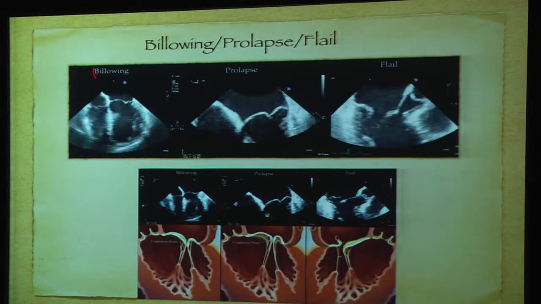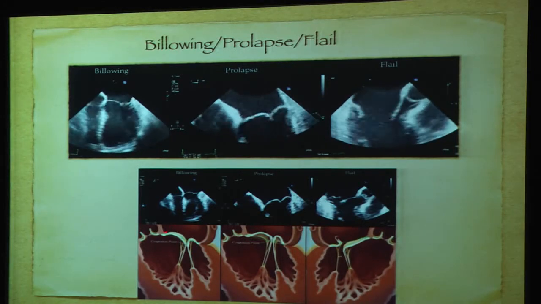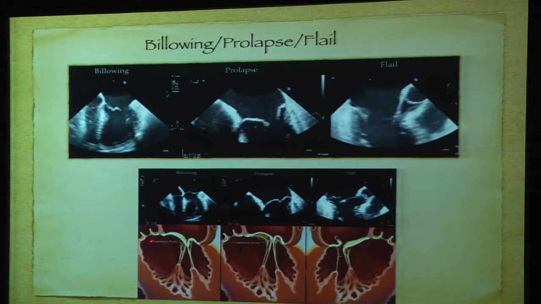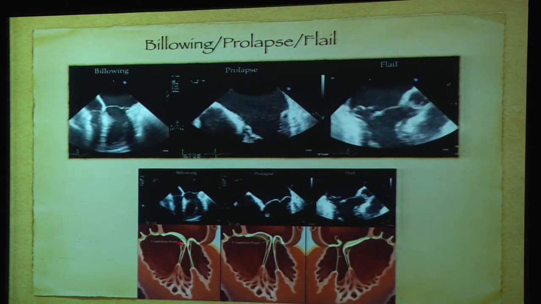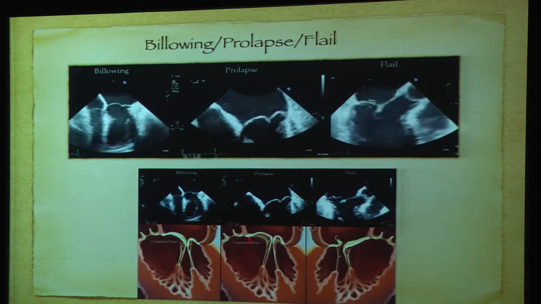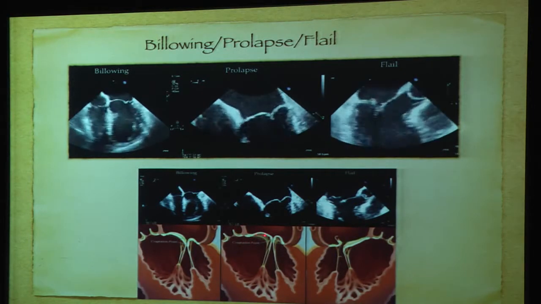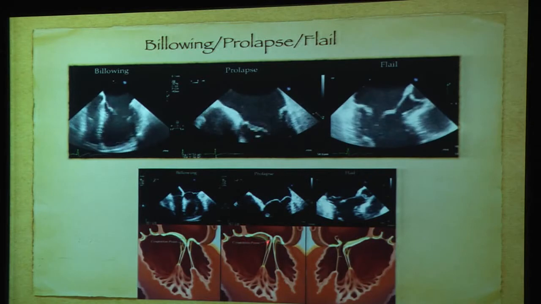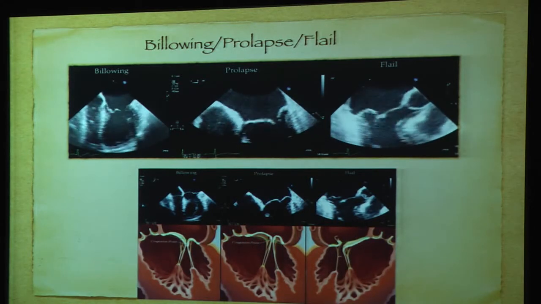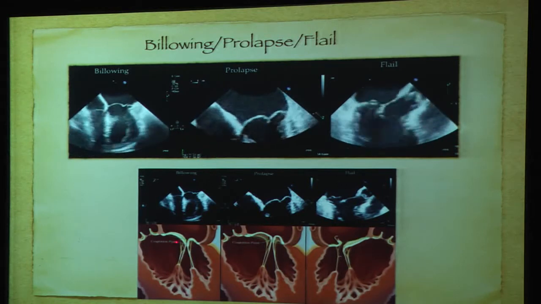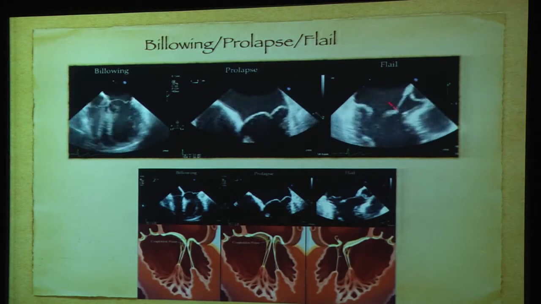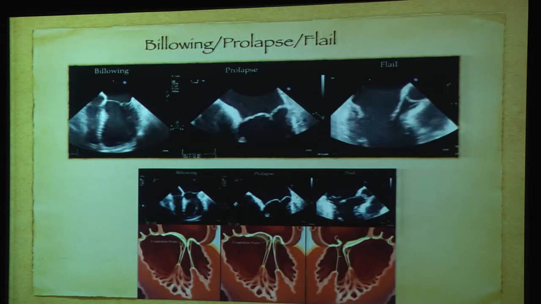So billowing is when the body of the leaflet is above the mitral annular plane, but the leaflet tip is below or at the annular plane. Prolapse is when both the leaflet body as well as the tip are above the mitral annular plane. That is what differentiates between the two things. So this is billowing, this is prolapse, and this is flail, of course. And these are the moving images of the three things.